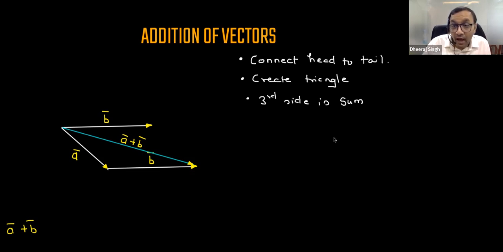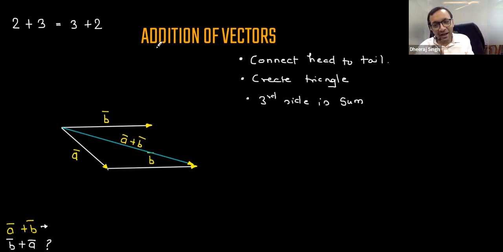Hold on. Now, if you call it A plus B, then what is B plus A? Zayan is saying same. Why same? Because you are correlating with scalars. You're saying 2 plus 3 is equal to 3 plus 2, so the same thing should work with vectors also. Are you comparing with this kind of setup? What I told you is that these are two different universes. You cannot compare what happens with numbers. There is no guarantee that the same thing will happen with vectors.